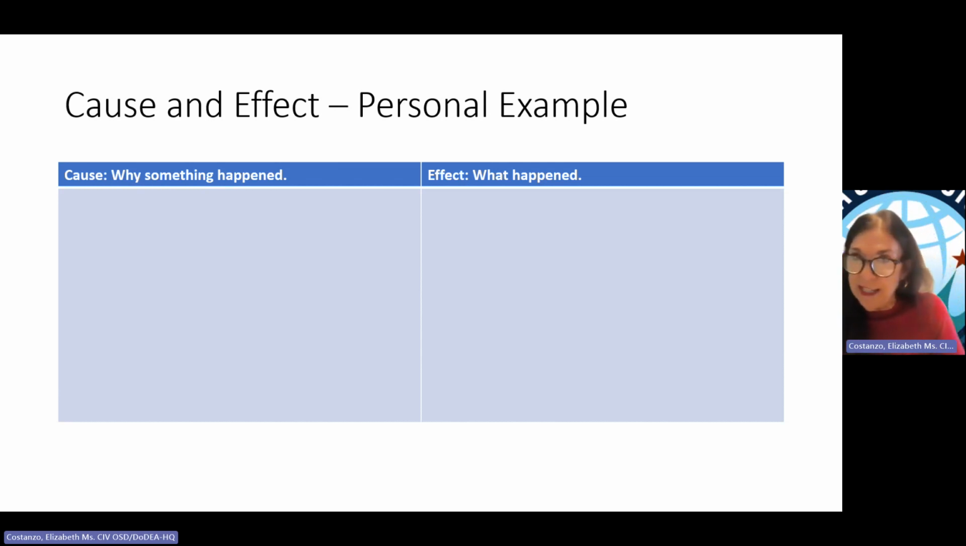So the effect was I pulled the cookies out of the oven and they looked very weird. And then there was another effect. Surprisingly, people would take a bite of the cookies and then they wouldn't eat them. So I would draw my picture of me measuring, and then my effect picture would be maybe someone going, "Ah." Anyway, maybe not, but not eating the cookie. So there you go. So take a minute and do your cause and effect for your personal example.